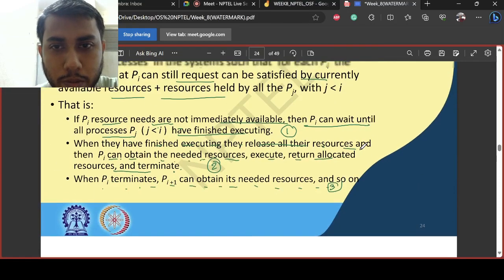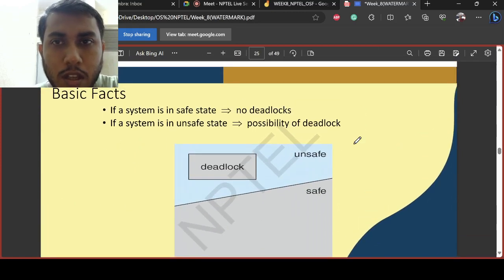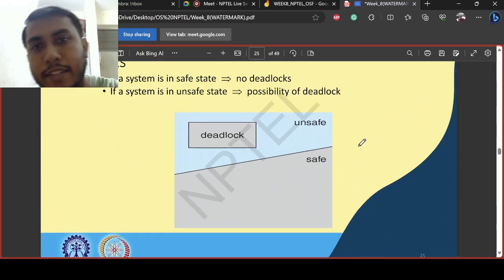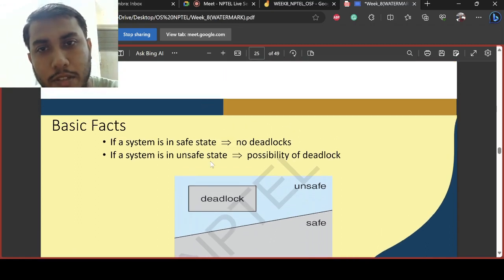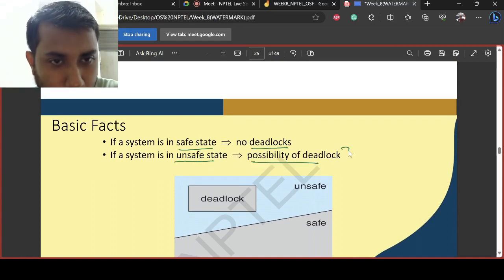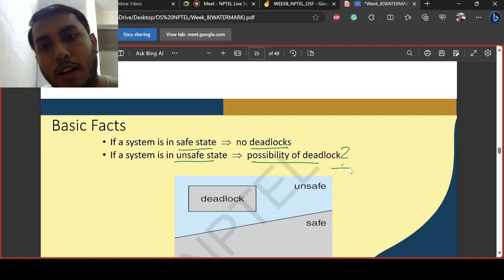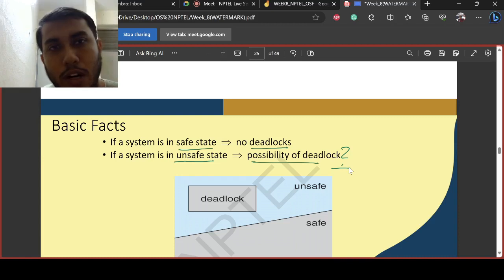Okay, so let's go to some examples. The basic fact is, if a state is in a safe state, then there is no deadlock. If a state is in an unsafe state, then there is a possibility of deadlock. And this part is important: there is a possibility of deadlock. There can be a deadlock but cannot be a deadlock. But if the system is in a safe state, then there is no deadlock.